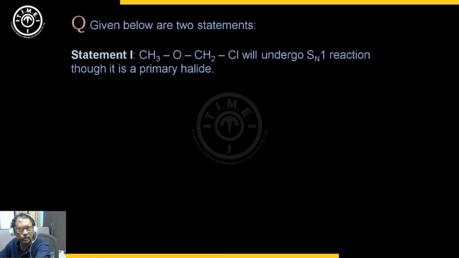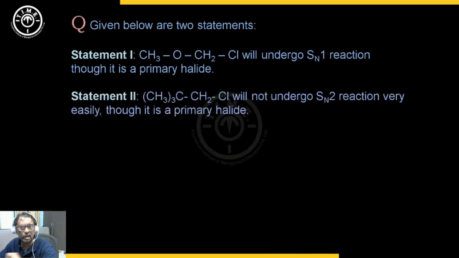Next question coming your way, probably the last for this session. Statement 1: CH3OCH2Cl will undergo SN1 reaction though it is a primary halide. We said SN1 is offered by 3 degree, more by 3 degree. Now look at this. In SN1, what is going to happen? You are going to lose the Cl in the first step.